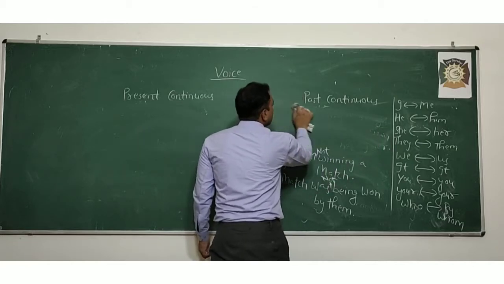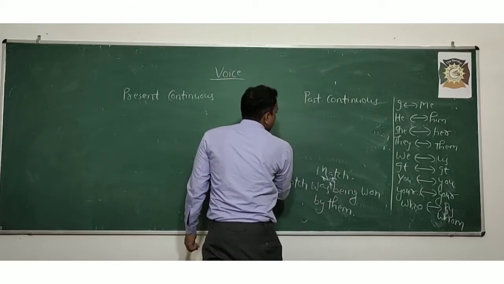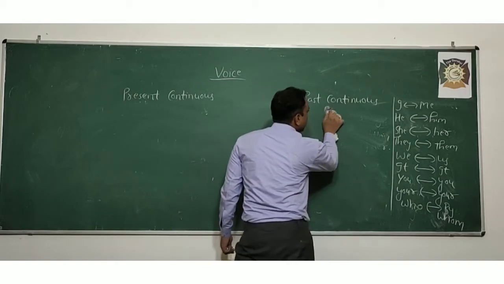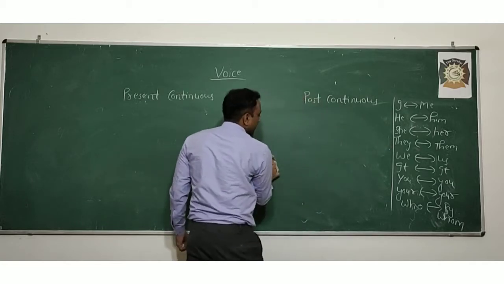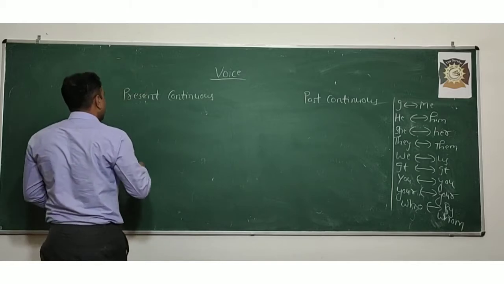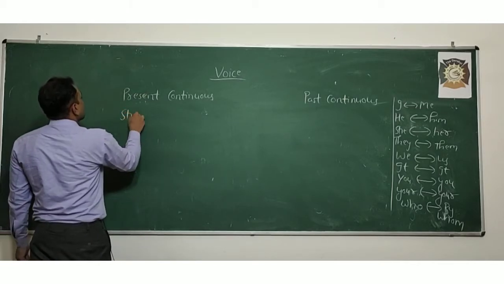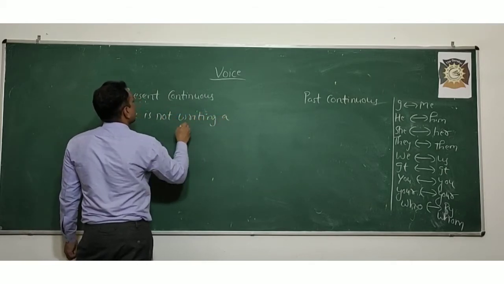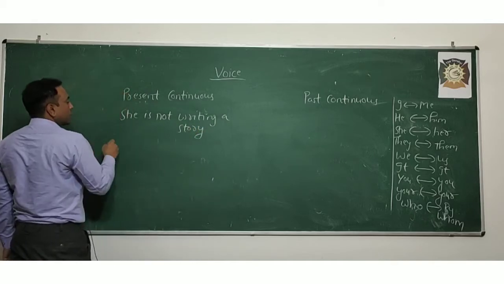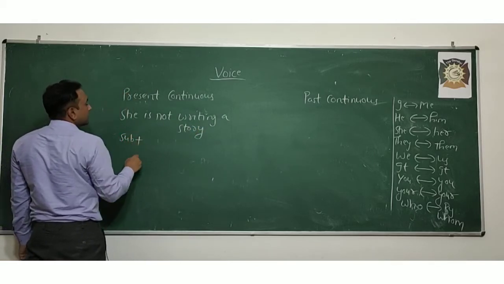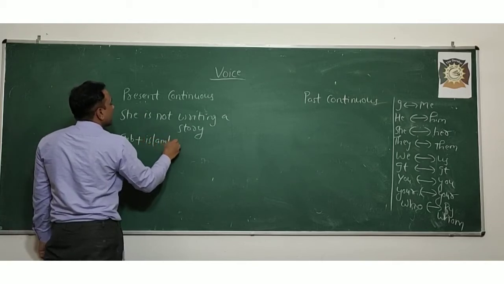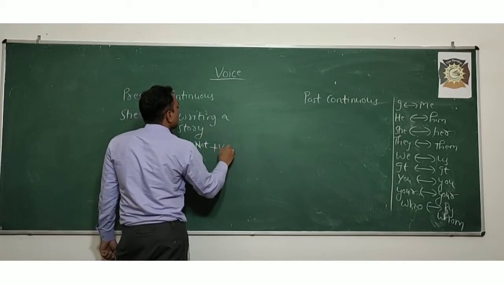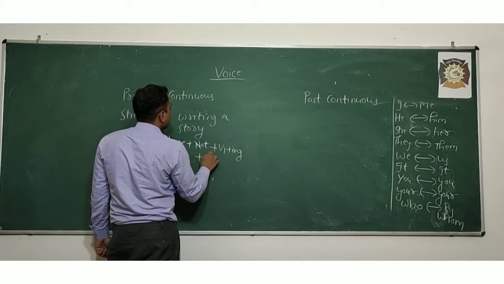And after discussing it, then we will discuss the sentences with preposition of object. If in the sentence the object of preposition is given, then how to change the sentence. First of all, like, she is not writing a story. Not is given. So what's the structure formula? Subject plus is, am, are plus not plus V1 plus ing plus object.